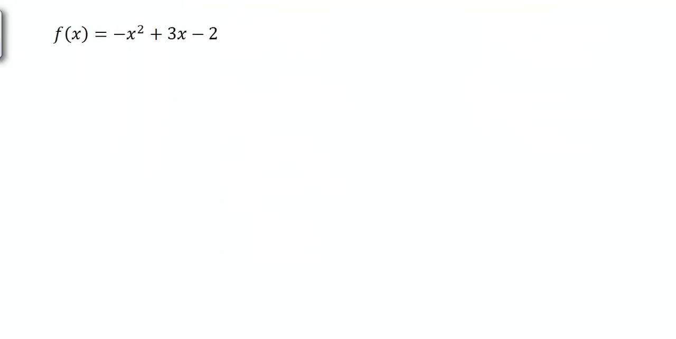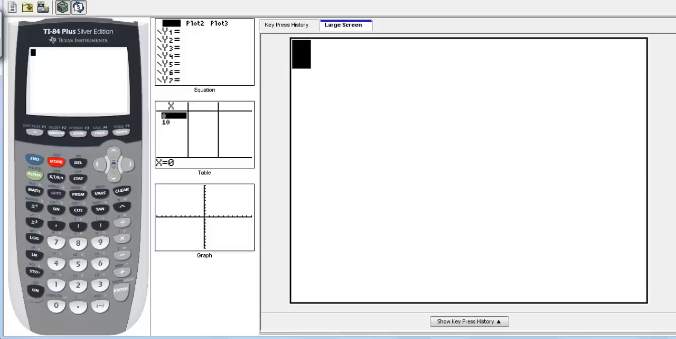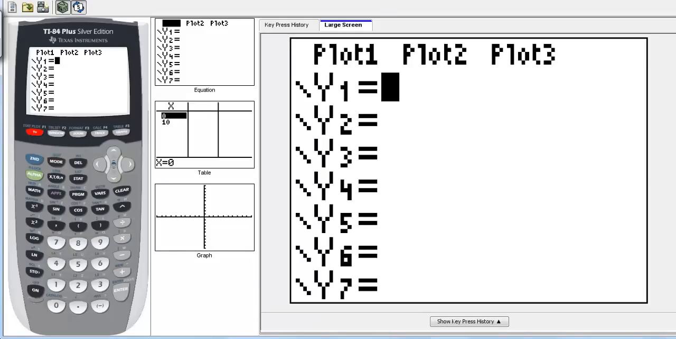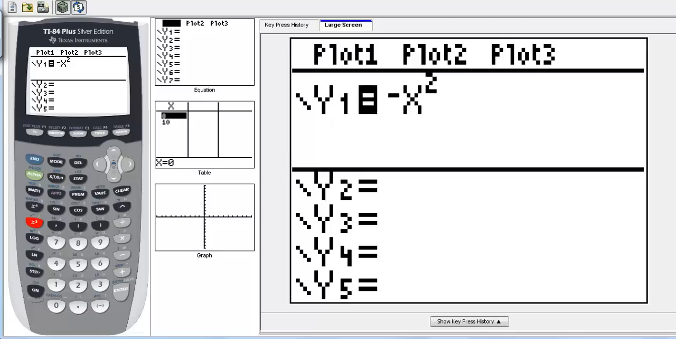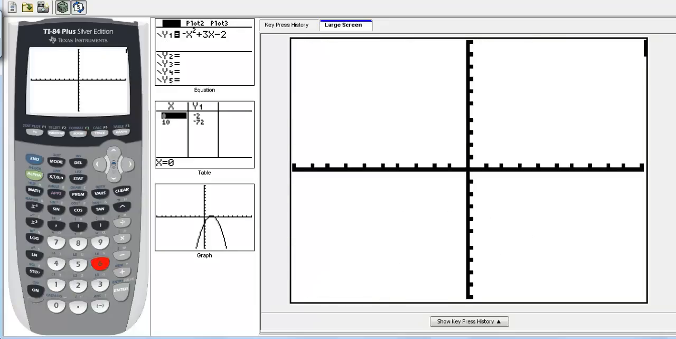So if we have the following function, negative x squared plus 3x minus 2, we want to identify any relative minimum or relative maximum points. So to do so, probably the easiest thing is to look at using our graphing calculator. If we do so, we can go to y equals, and we can type in negative x squared plus 3x minus 2. And again, I'm going to start with zoom 6 or zoom standard.